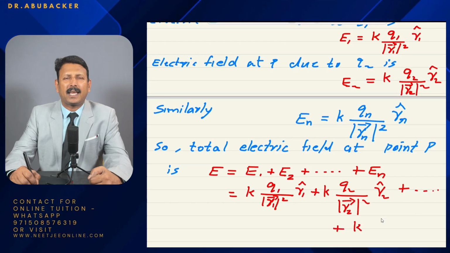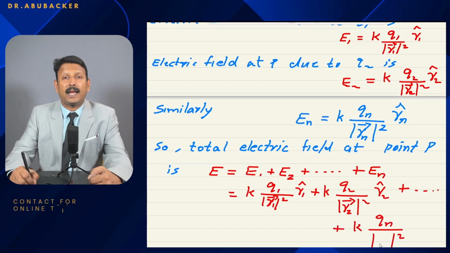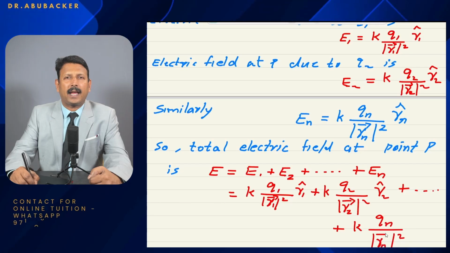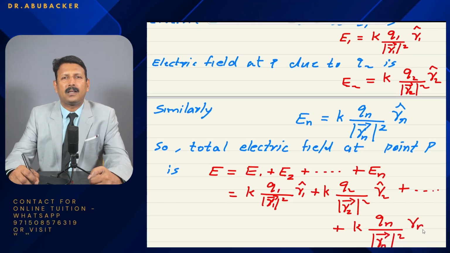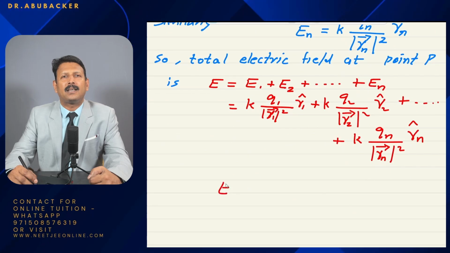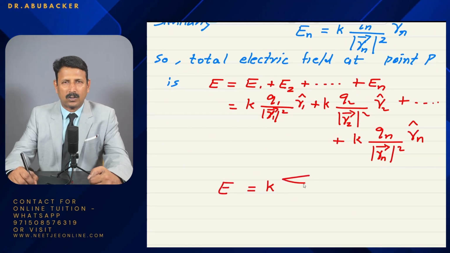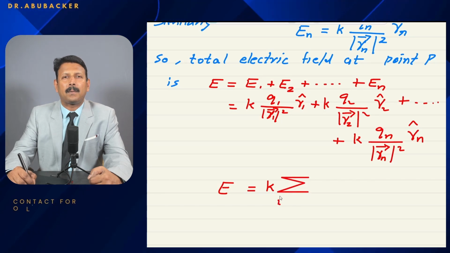En, that is K Qn divided by modulus of Rn square, Rn cap. Can you see anything common in this expression? I can see that K is common. So let me write K outside, then use the summation symbol.